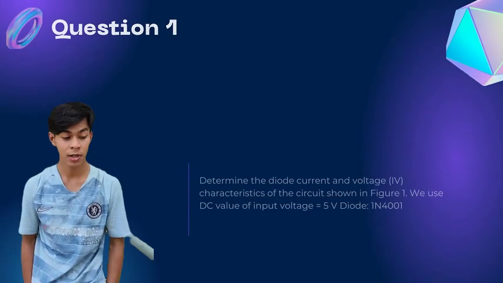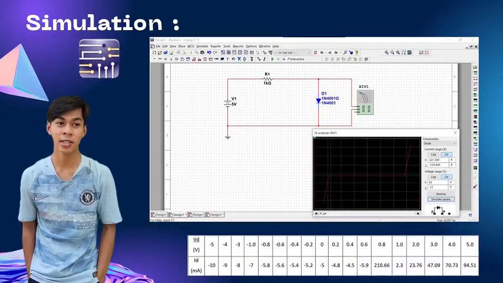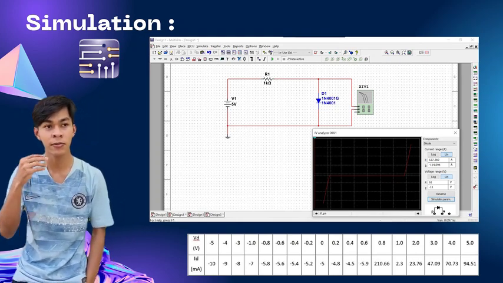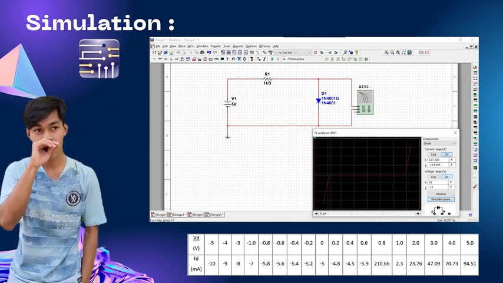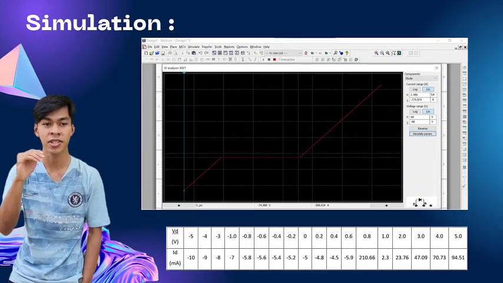My name is RAFIZUYAIDI RAMLI. I'm going to talk about the simulation for this video. For question 1, we are supposed to assume the voltage source. The value of voltage source we assume is 5 volt. We run the simulation and got the IV characteristic for this question.